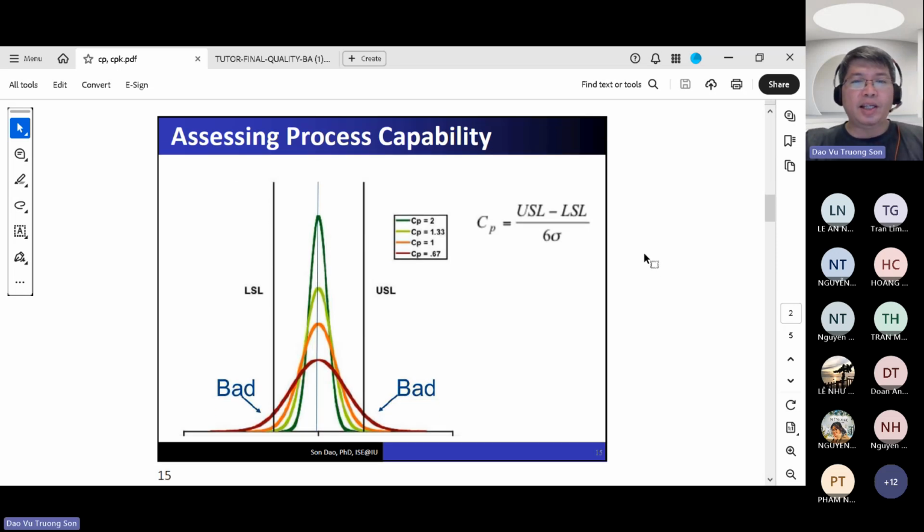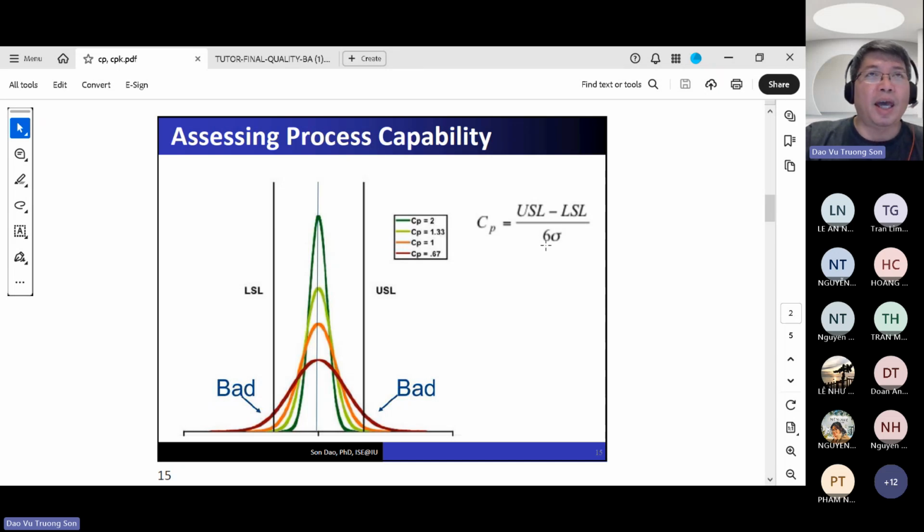So let's take a look at this graph. Okay, so we have 4 cases: the one in red, the one in orange, the one in light green, and the one in dark green. For the one in dark green, you can see that CP is 2. CP is the process capability coefficient, calculated using the upper specification limit minus the lower specification limit, divided by 6 sigma.